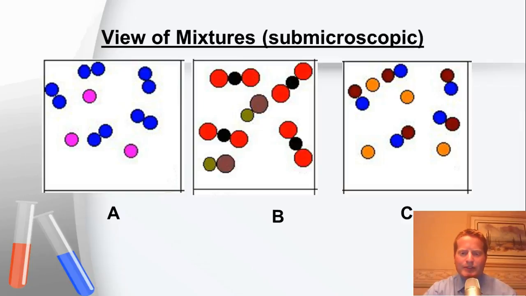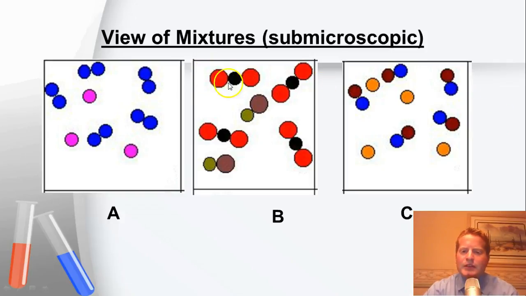Here is our submicroscopic view of mixtures. Can you tell what A is a mixture of? So what do you think is in there? I'll give you a hint. It's a couple of pure substances that we talked about. And what about B? B is a mixture of something else. What is B a mixture of? And then C? C is also a new mixture that we have.